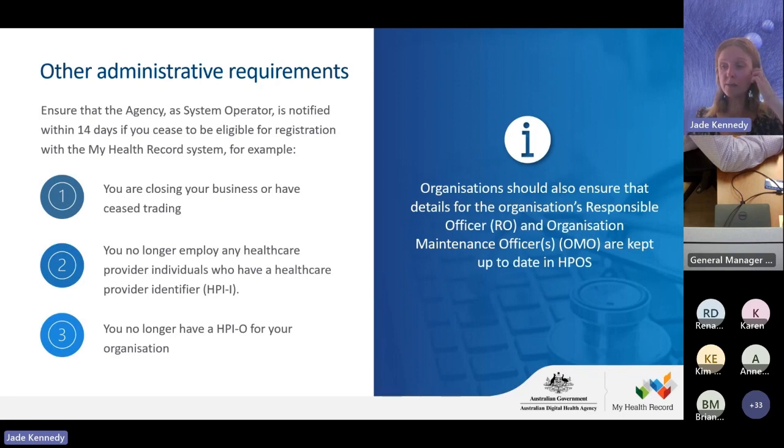So the RO, I won't go into too much detail on this, but the RO and the OMO are basically people that have been identified by the organisation when they're registering as the people who will deal with the organisation's dealings in terms of My Health Record, will communicate with the system operator and things like that. So it's really important that their contact details are kept up to date in HBOS so that any communication that needs to be sent to the organisation by the agency can be sent.